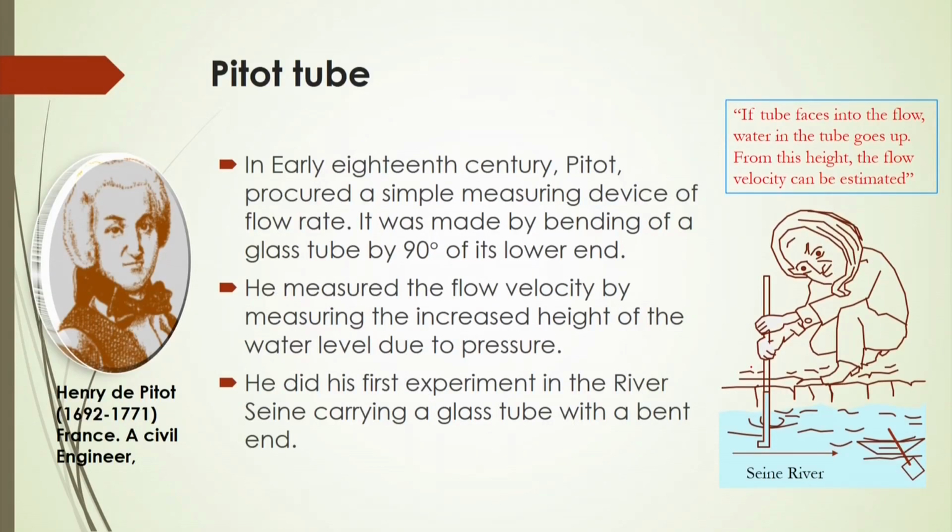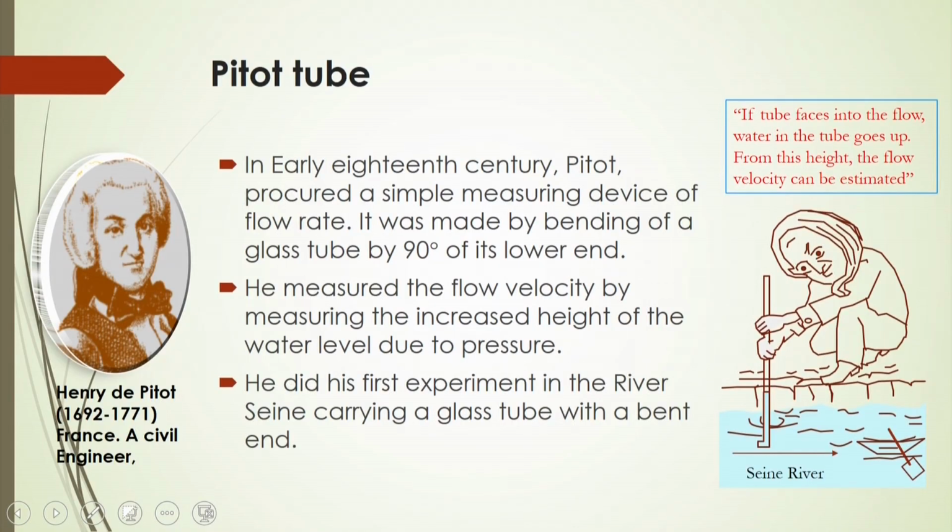Now, another important flow measuring device is called the pitot tube. This pitot tube was developed by Henri de Pitot, a French civil engineer. He did his first experiment while spending time near the river Seine in the early 18th century, and he procured a simple flow measuring device made by bending a glass tube by 90 degrees at its lower end, as shown in the figure.